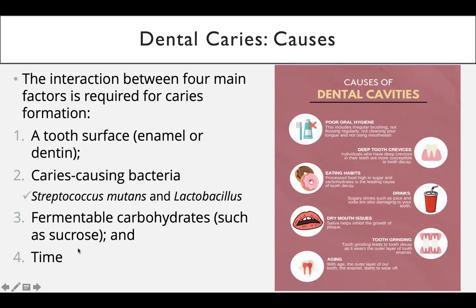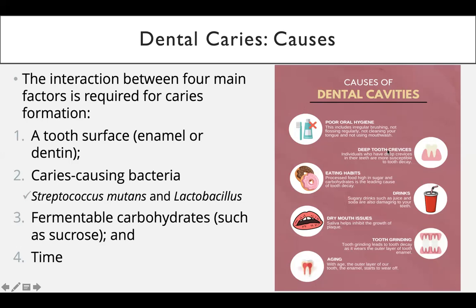If you don't take care of your teeth, don't floss, your eating habits are poor, and you have oral cavity issues and poor oral hygiene, then just time is required before there will be dental cavities, dental caries, or tooth decay. Here on the right side, we have some causes of dental cavities. Poor oral hygiene includes irregular brushing and not flossing. Yes, brushing and flossing are different things. Not cleaning your tongue and not using mouthwash.